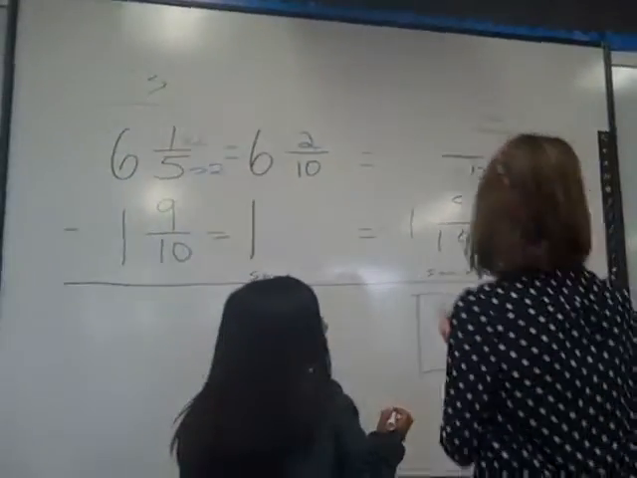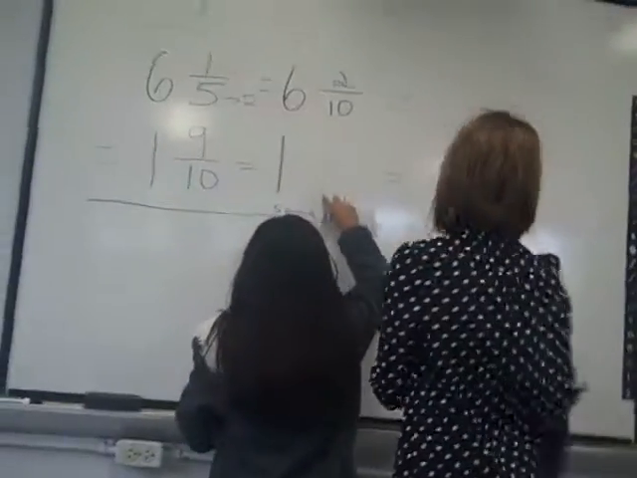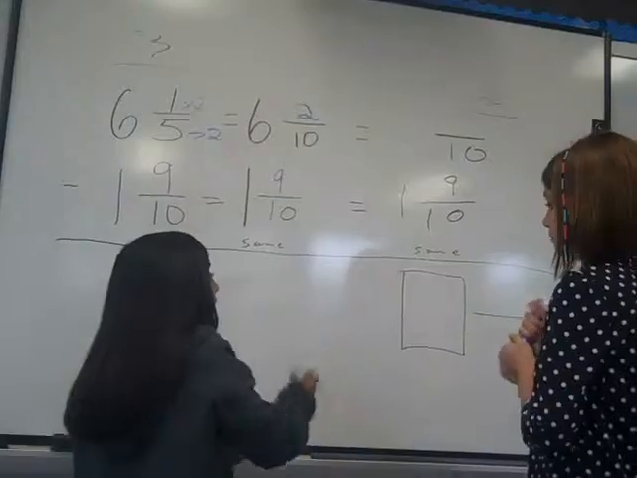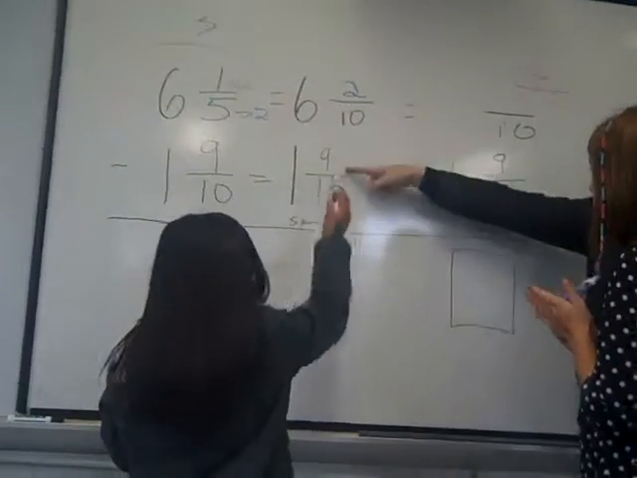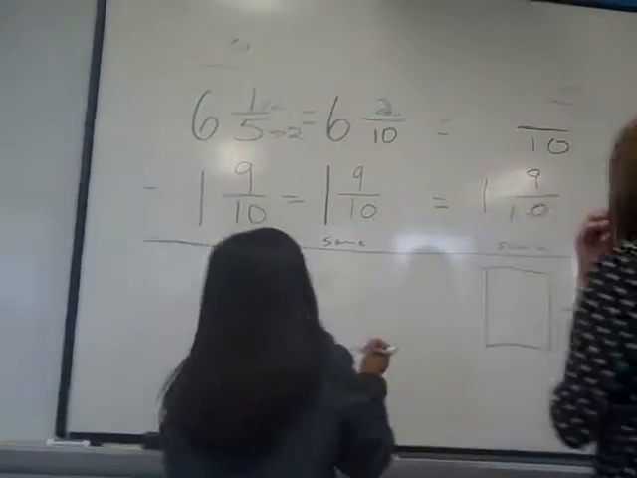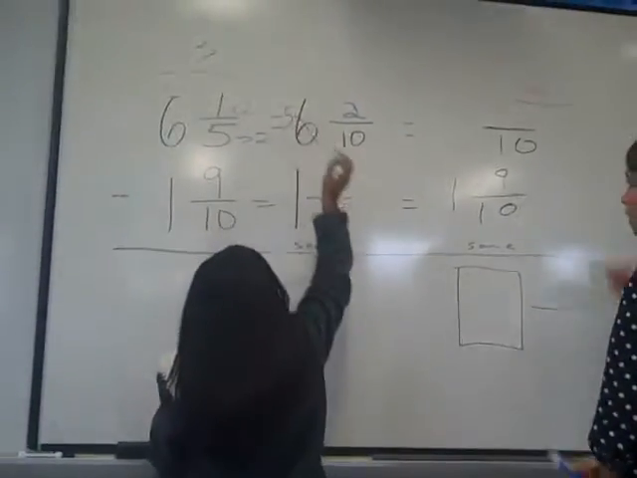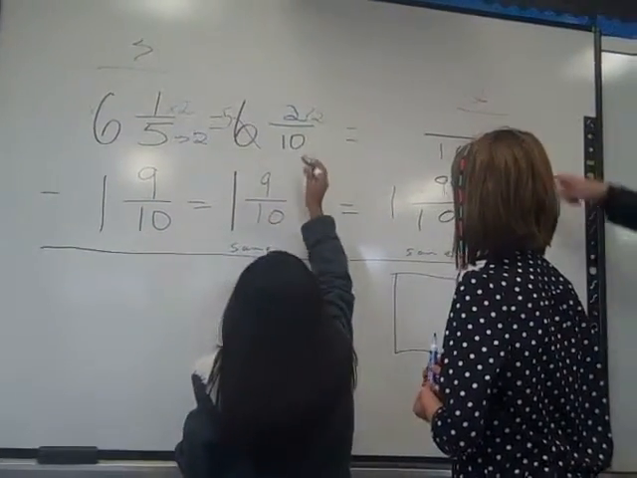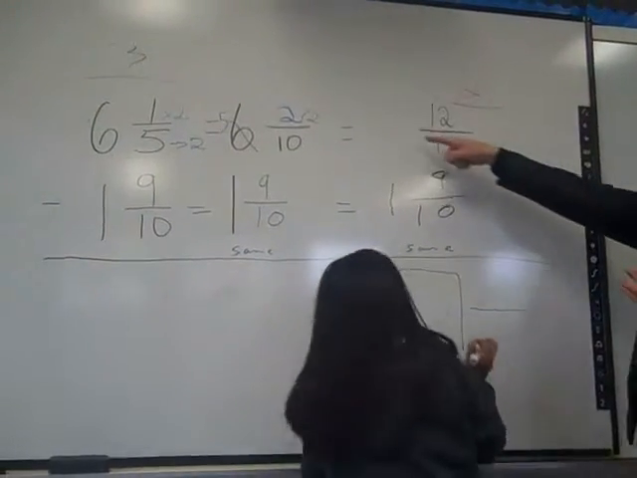Okay, so now we know, can you put 1 and 9 tenths here? So explain there, Lexi. What's wrong with this part of this problem? Right. So you have to put the bottom. Okay, so cross off this part. So there needs to be that. But what's the whole number there now?